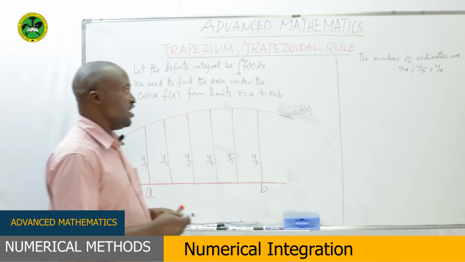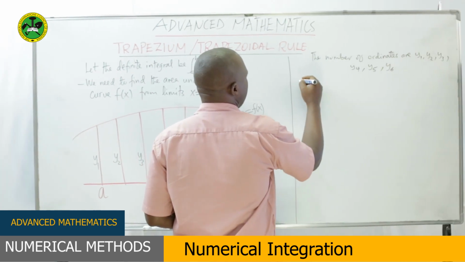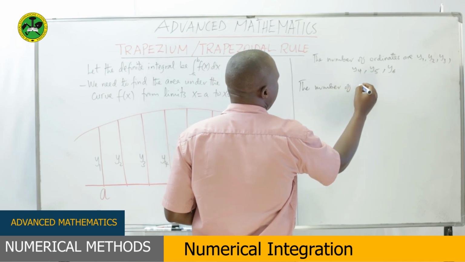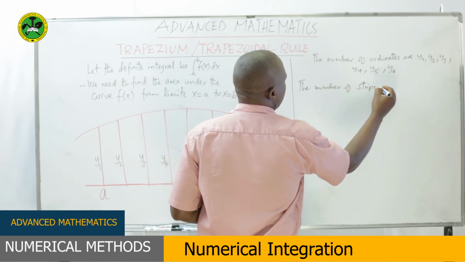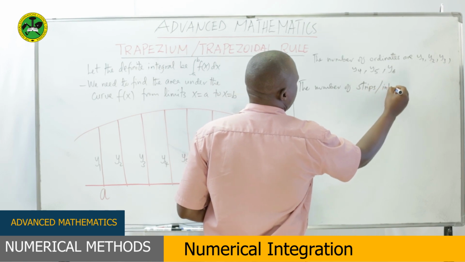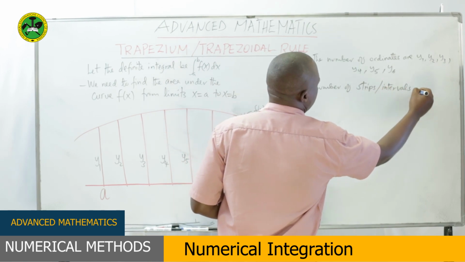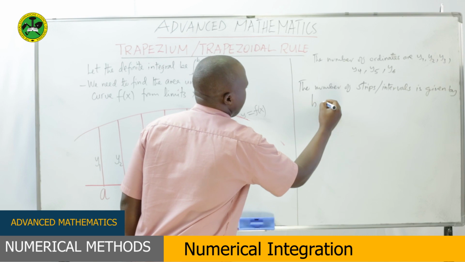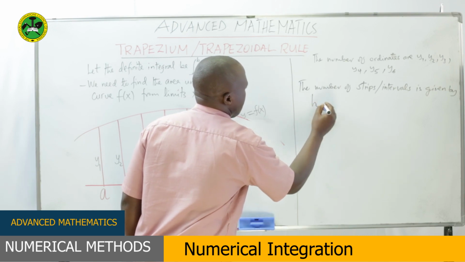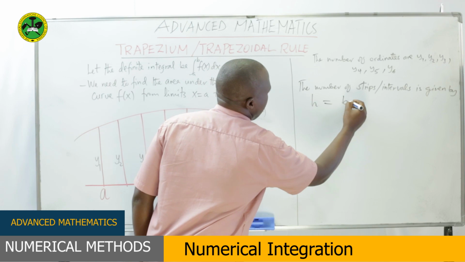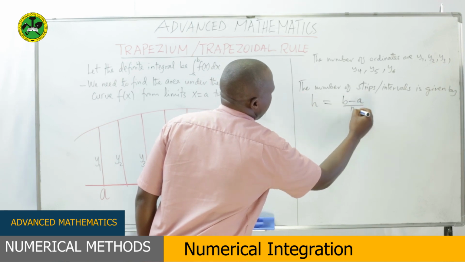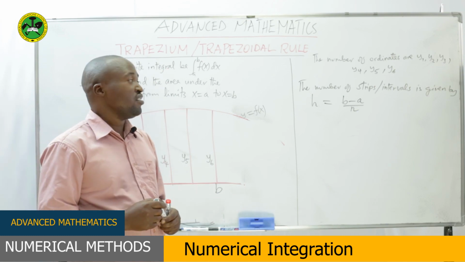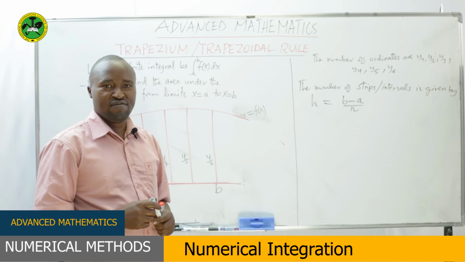So the number of strips or intervals is given by h is equal to b minus a over n. That is how to find the number of strips or the number of intervals.